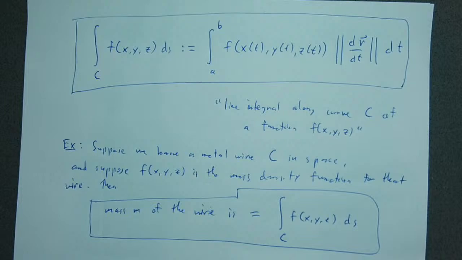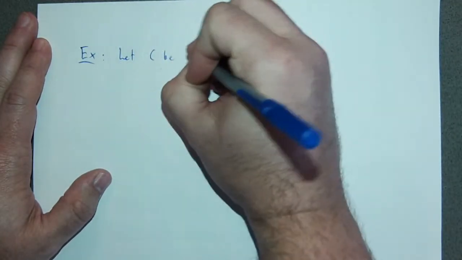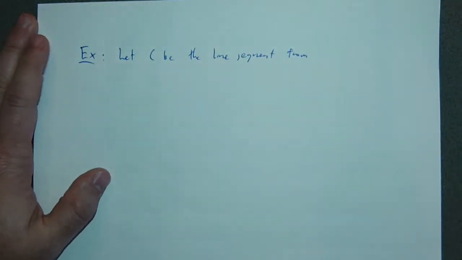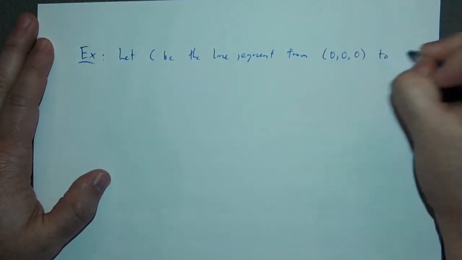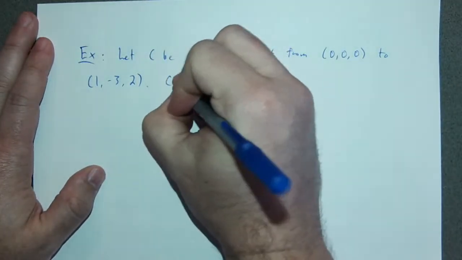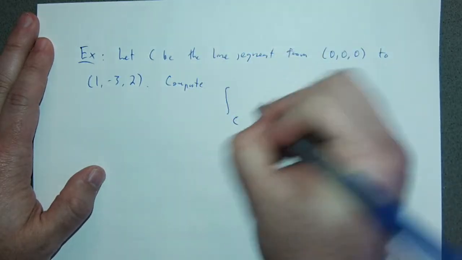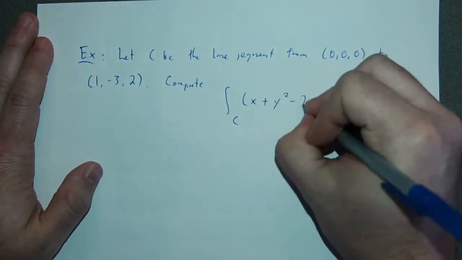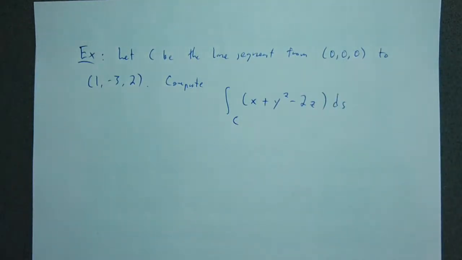All right, so let's do a quick example here of a line integral. And let's do a line integral on an honest-to-God line, because that's somehow pleasing to us, that we are doing this for an actual line. We're living up to the name. So let C be the line segment in space from, say, 0, 0, 0 to 1, minus 3, 2. And I want to compute the line integral over that C of x plus y squared minus 2z ds.